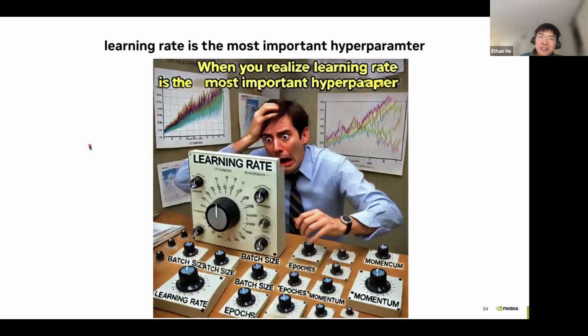And we found that the learning rate is the most important hyperparameter, as always in machine learning. And this is true also for upcycling. Learning rate is the most important parameter.